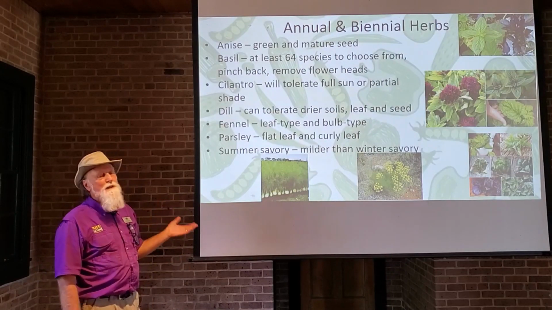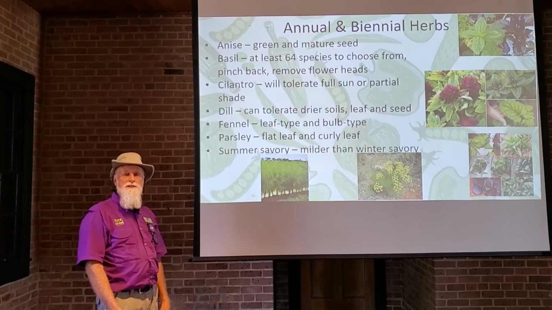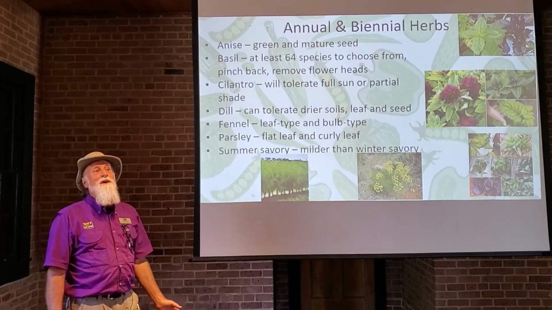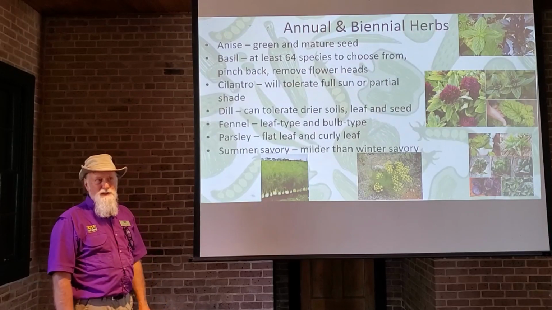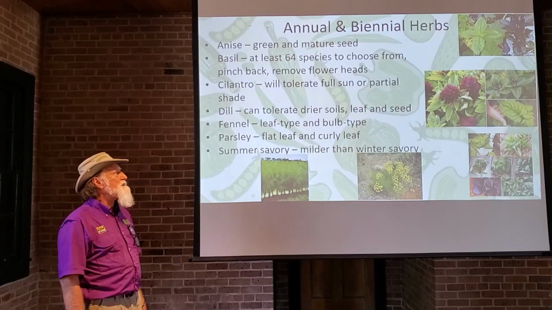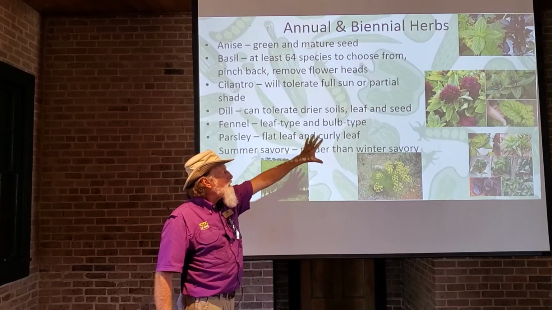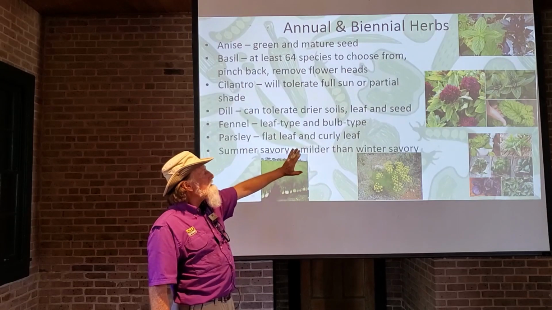Anise, and that one you can either use the green seed or the mature seed off of that one, but it is an annual. And the basil, that one is one that people grow for all kinds of reasons, not just culinary reasons, because there are so many different types of basil. Which you can see we've got here on the slide there on the right, we've got 3 pictures showing the multiple colors and types of basil.